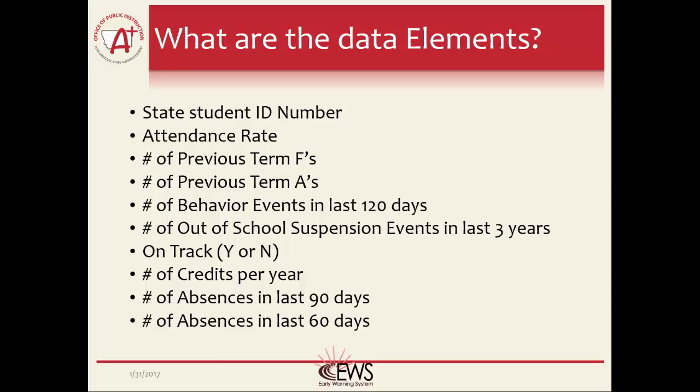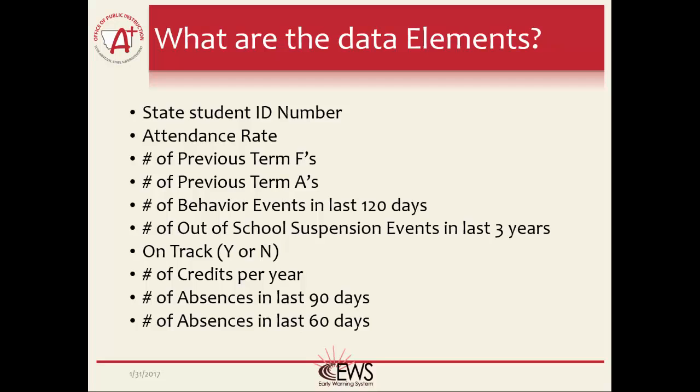There are 10 data elements that must go into the data file. 9 of them are variables about each student, and 1 is the identifier so that the EWS knows which student to attach the data to. The identification variable is the state student ID number. The other 9 are attendance, grades, and behavior data that OPI does not collect for each individual in the state. This data is needed to use the EWS.